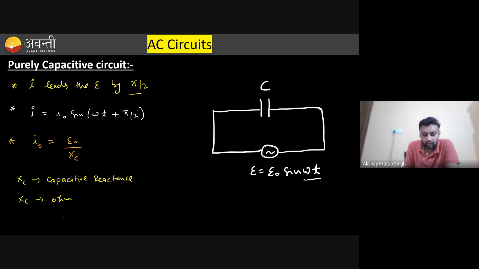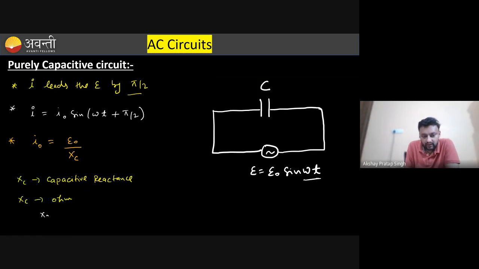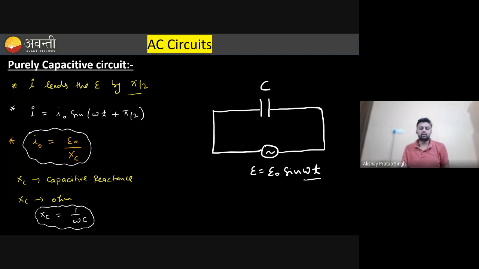Another thing, what is the formula for XC? XC is equal to 1 by omega into C. That means capacitive reactance is reciprocal to omega. Now, as we see this relation, first of all, you need to make a box out of it.